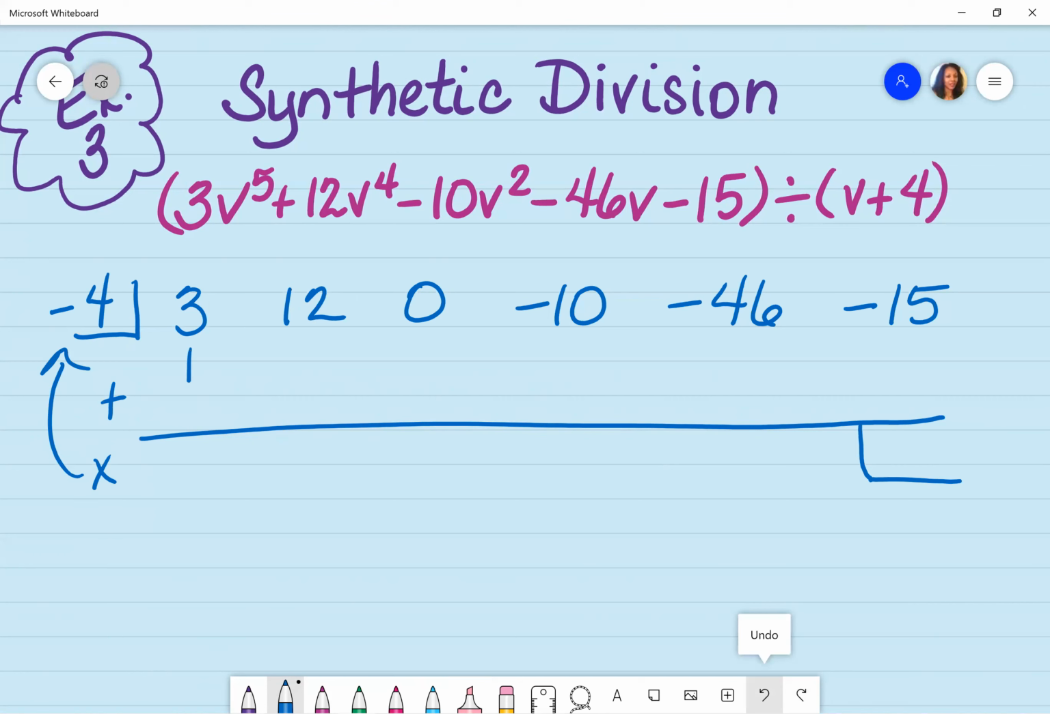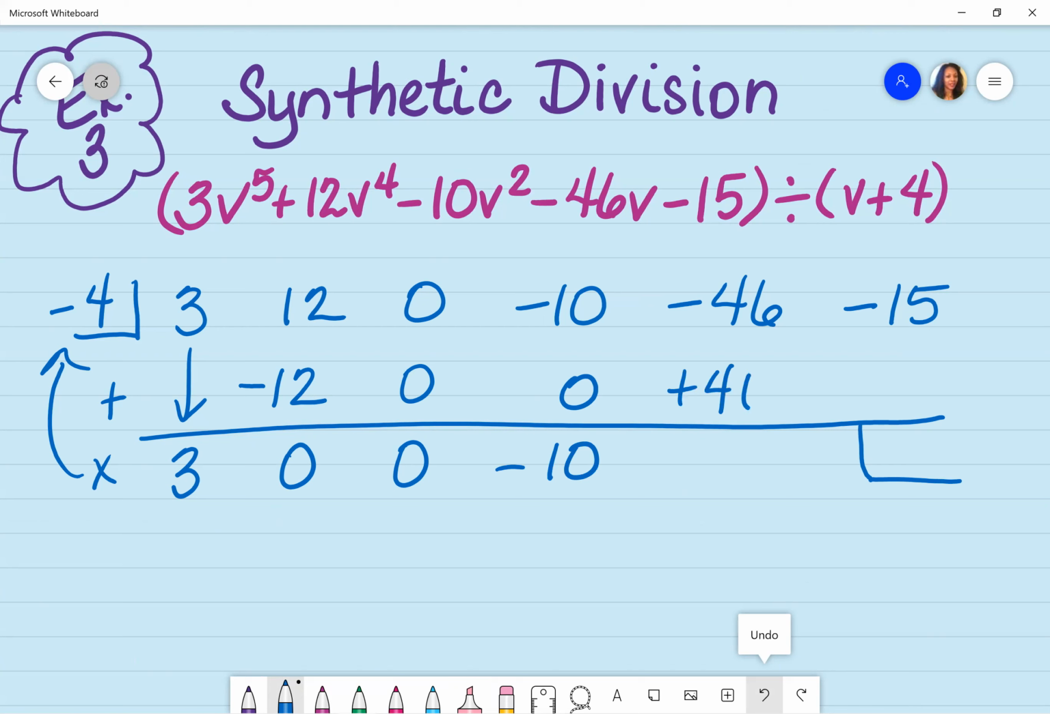My first step is to take my leading coefficient and bring it down. So 3 times negative 4 is negative 12. 12 plus negative 12 is 0. 0 times negative 4 is 0. 0 plus 0 is 0. 0 times negative 4 is still 0. Negative 10 plus 0 is negative 10. Negative 10 times negative 4 is positive 40. And negative 46 plus 40 is negative 6. Negative 6 times negative 4 is positive 24. And negative 15 plus 24 is positive 9.